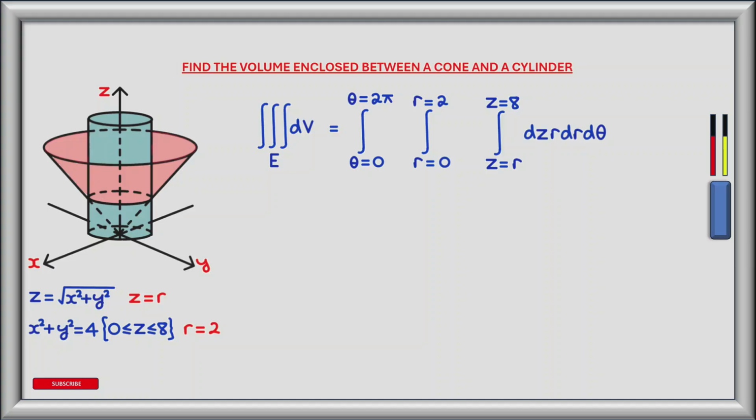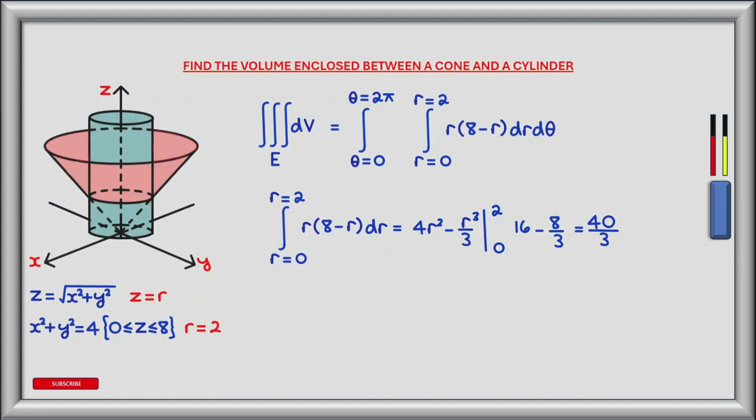So let's begin the evaluation process, starting with the inner integral. We want to integrate from z equals r to z equals 8, dz. And using the power rule to evaluate the integral, we get z. Plugging in the upper and lower limits of integration, we have 8 minus r. And for the middle integral, we want to integrate from r equals 0 to r equals 2, r into the bracket of 8 minus r, dr.